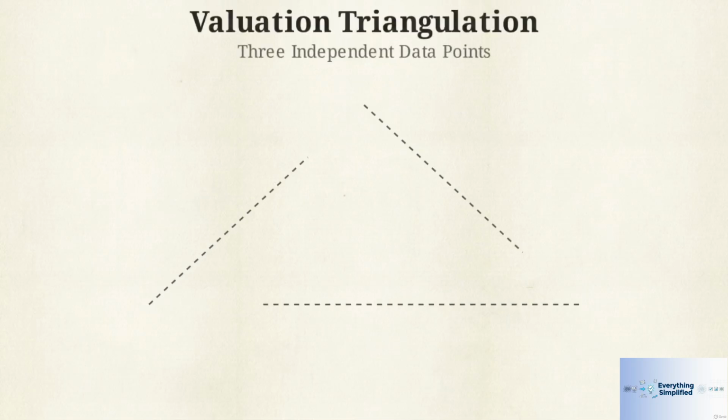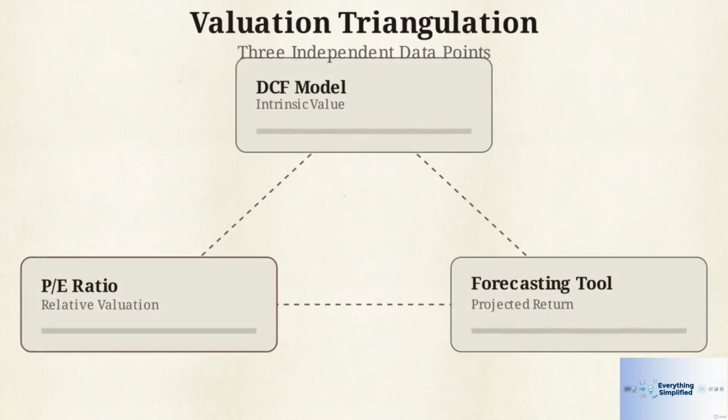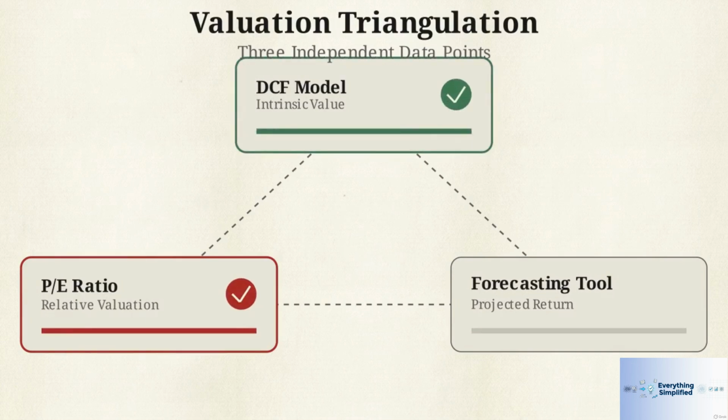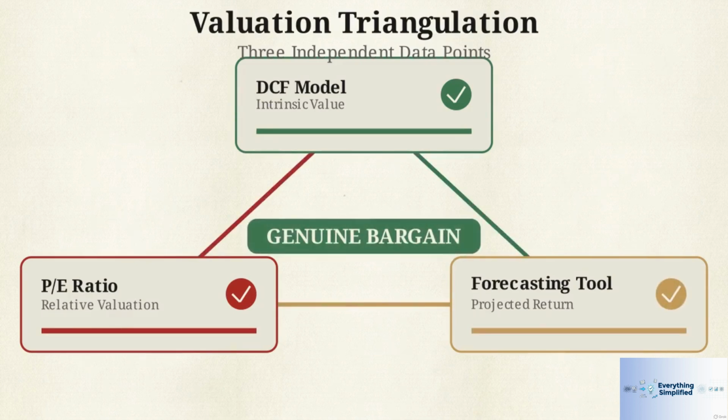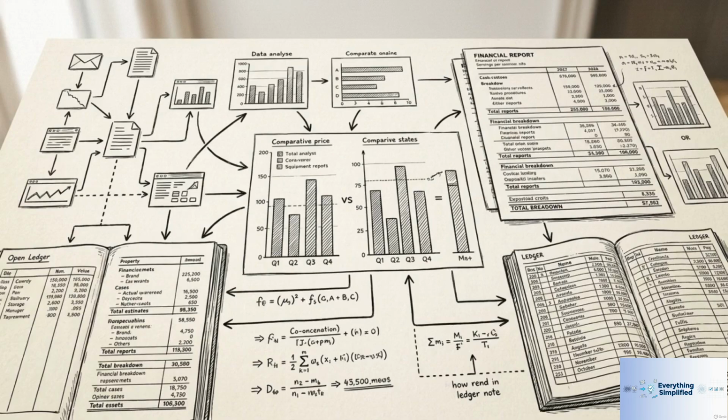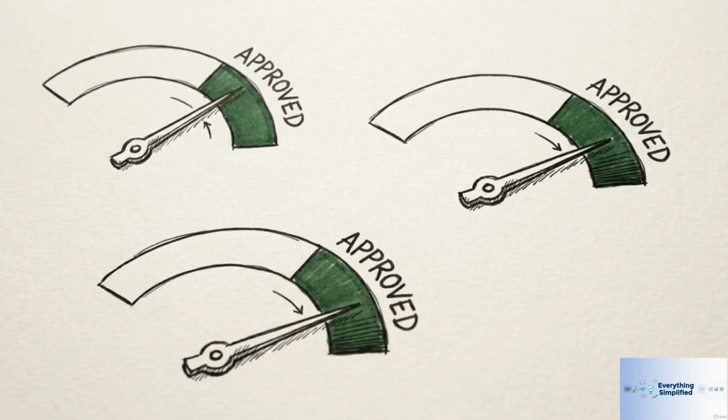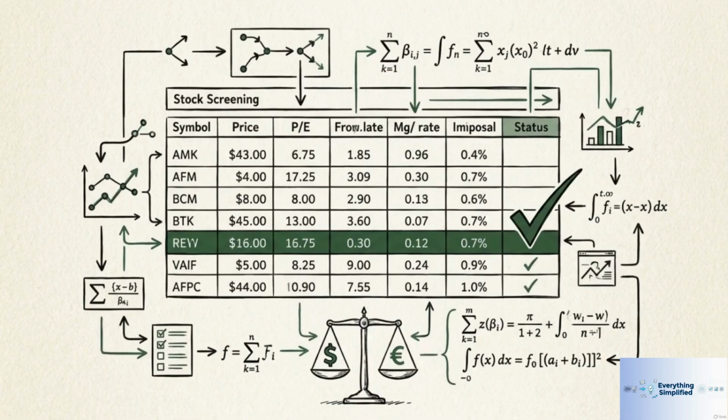This triangulation chart summarizes our three distinct data points: the relative comparison of the PE ratio, the absolute intrinsic value from our DCF model, and the projected annual return from our forecasting tool. As Charlie Munger noted, calculating value isn't a mechanical process where you punch a button and get rich. It requires cross-referencing multiple models. When you run these three checks and all of them align, showing the stock trading below its historical average, below its intrinsic value, and offering a sufficient margin of safety, you have successfully located a genuinely cheap stock.